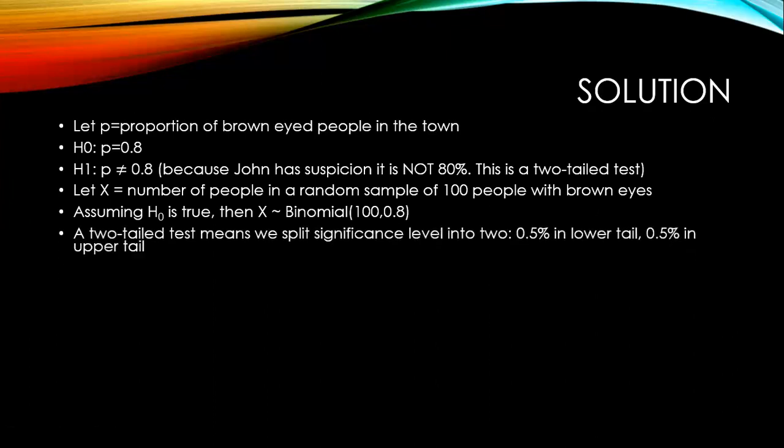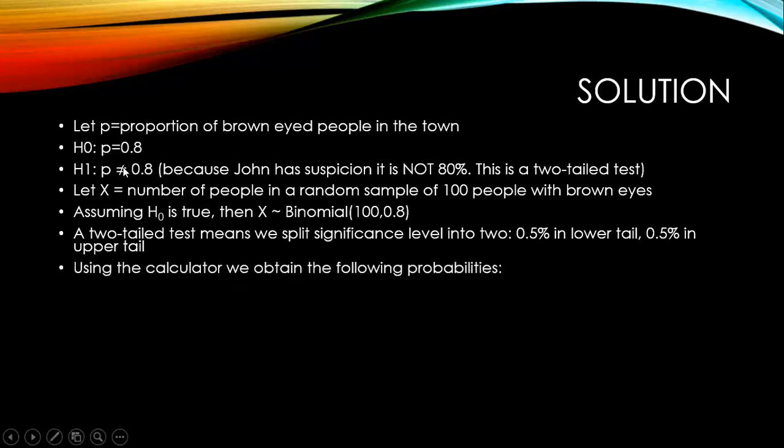A two-tailed test means we split the significance level into two. So it's a two-tailed test, so we need to split the 1% significance level, putting 0.5% into the lower tail of the distribution and 0.5% into the upper tail of the distribution. If it was a one-tailed test, we don't need to do this. All of the significance level is devoted to either the lower tail or the upper tail. If there's a less than sign here, then it would be dedicated to the lower tail. If it was a greater than sign here, all your significance level would go to the upper tail.